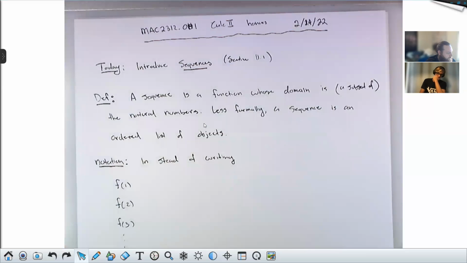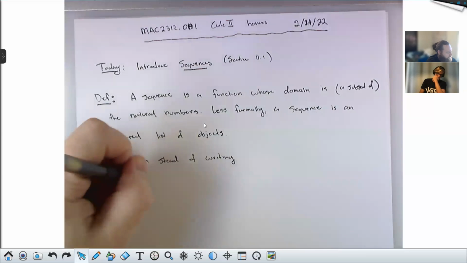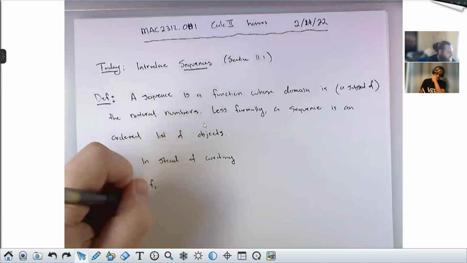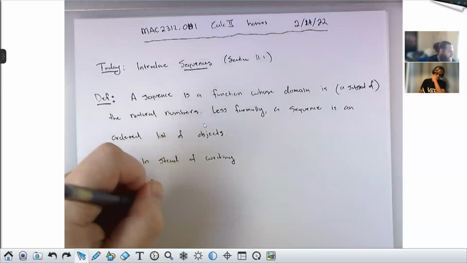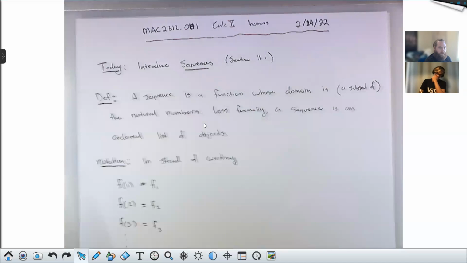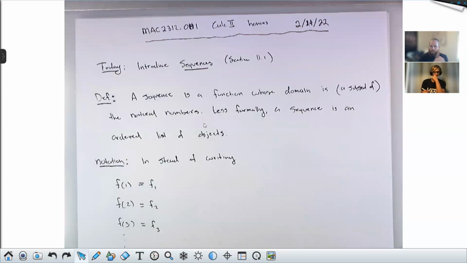But instead of writing f of something, we tend to write f sub something, where you use a subscript instead of the parentheses, right? And it means exactly the same thing. It means this is the first thing in the list. This is the second thing in the list. This is the third thing in the list.